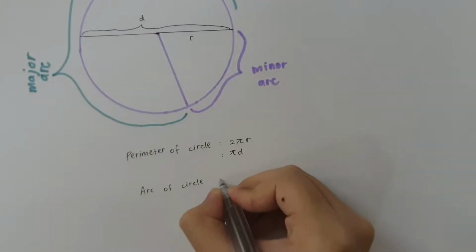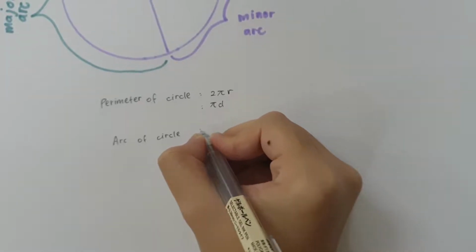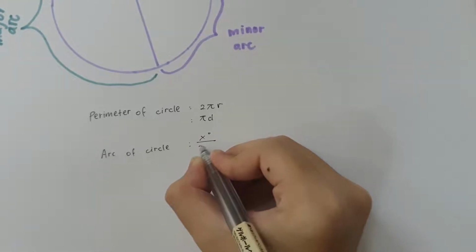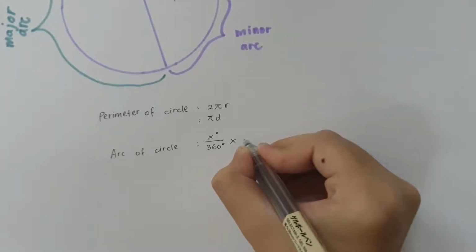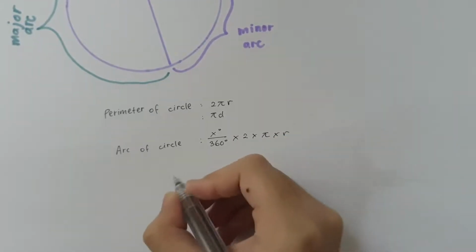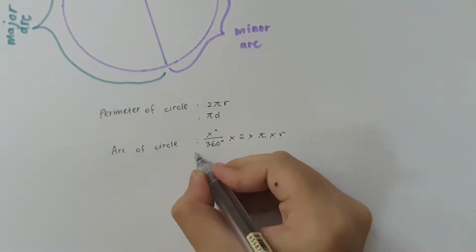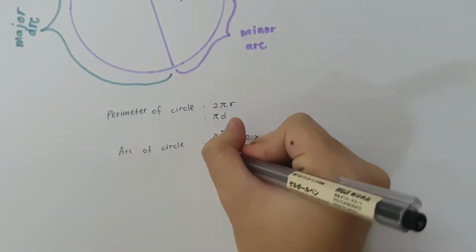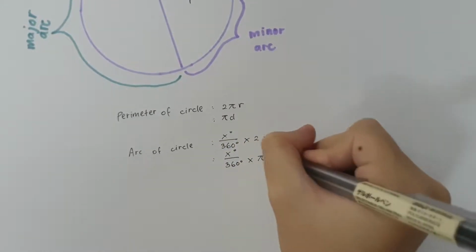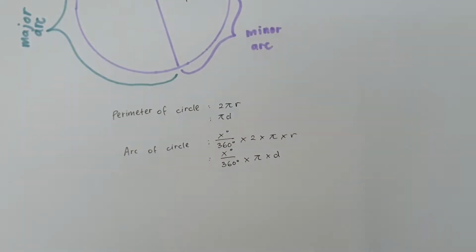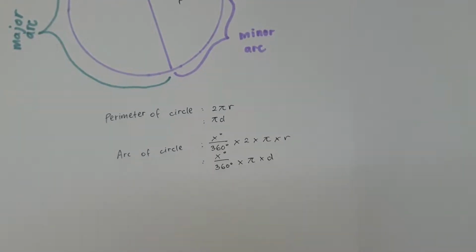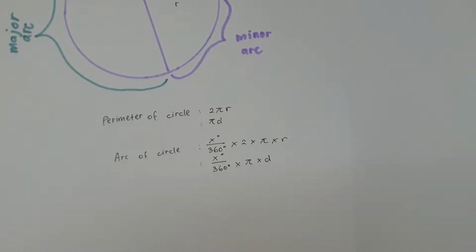Now, to find the arc of the circle, you're going to need x degrees out of 360 degrees. Whether it's major arc or minor arc, you're going to have to find the degree, times 2 times pi times r. And we can also use pi times d, so it's x degrees out of 360 degrees times pi times d. And that is the basics of the perimeter of a circle.